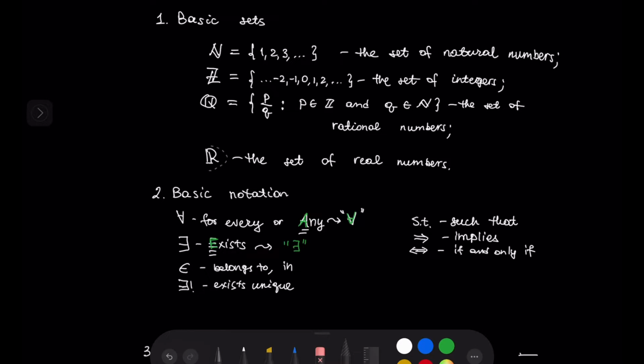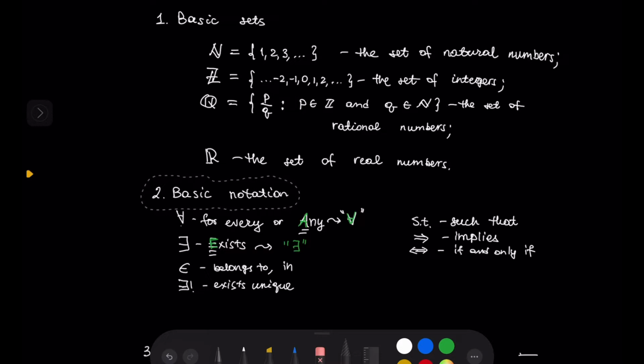And then finally R is the set of all real numbers, and we are going to discuss in more detail what the set of real numbers is. And we are going to actually have several lectures about what R is. Now let us discuss some basic notation.